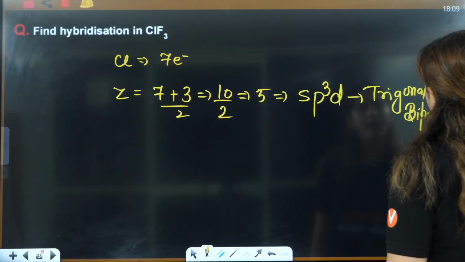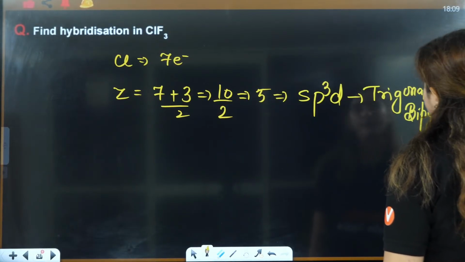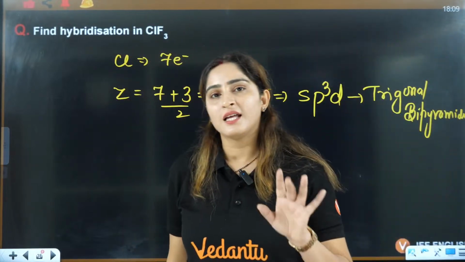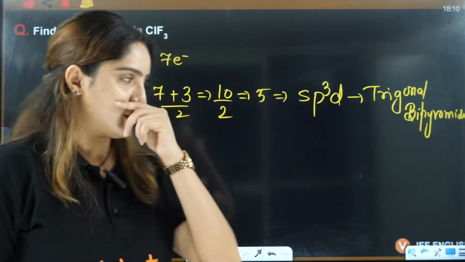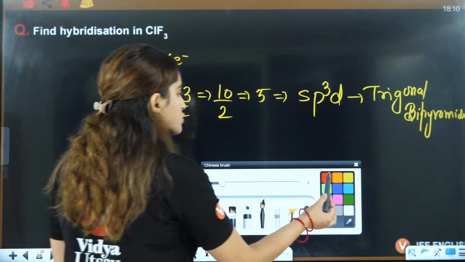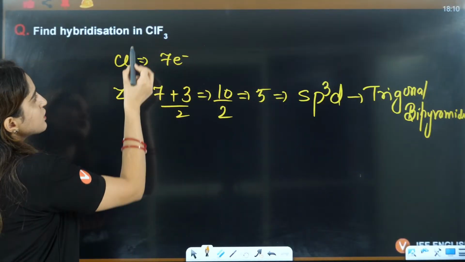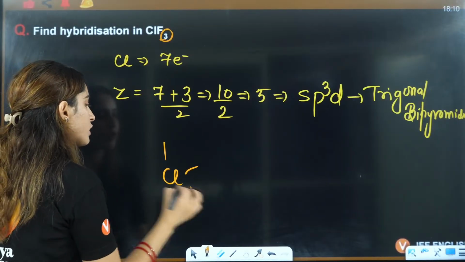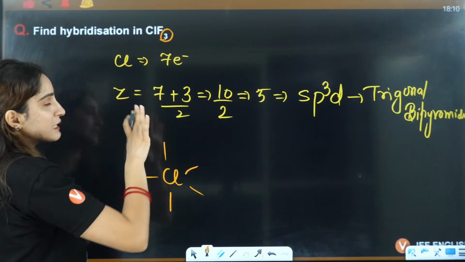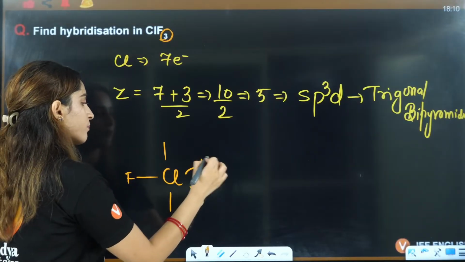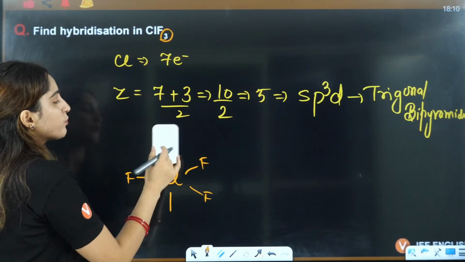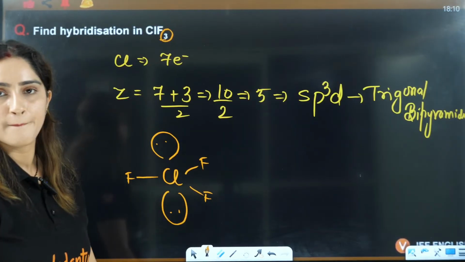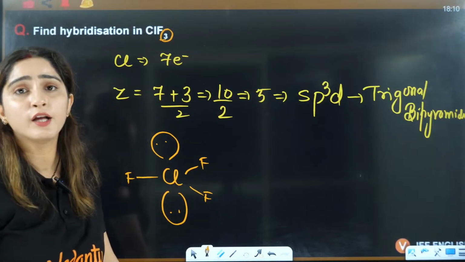Trigonal bipyramidal, right? Okay. Now if you draw the structure here, it should be trigonal bipyramidal, because only 3 bonds it can form, so it will be Cl. It should be trigonal bipyramidal, looks like this. 3 sigma bonds only it can form. Rest should be lone pair then. Rest 2 should be lone pair.